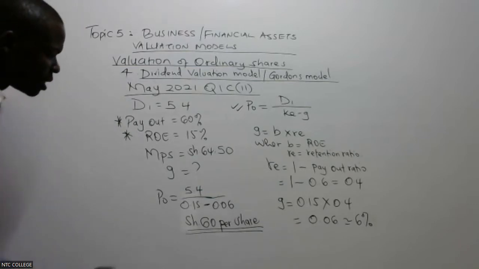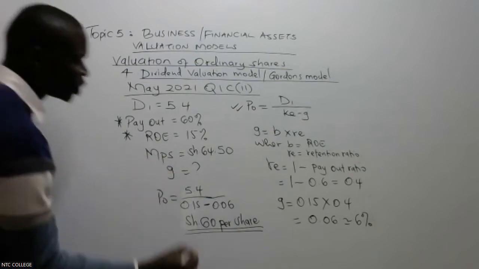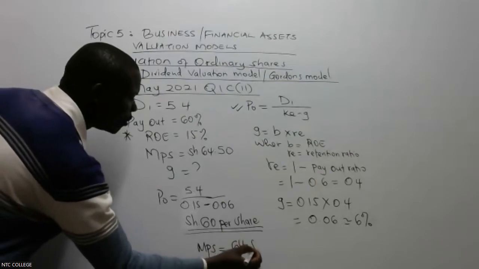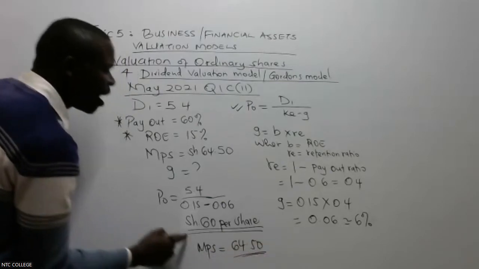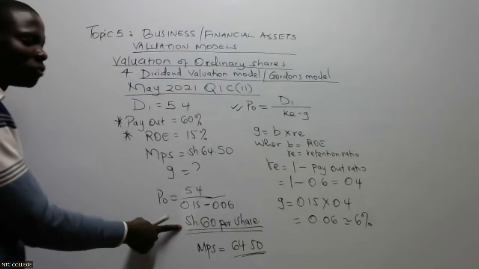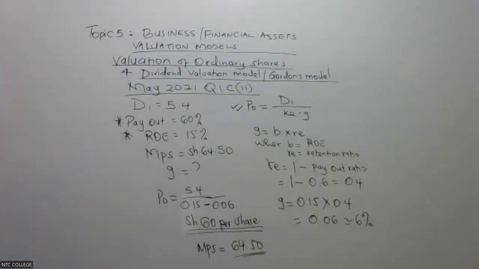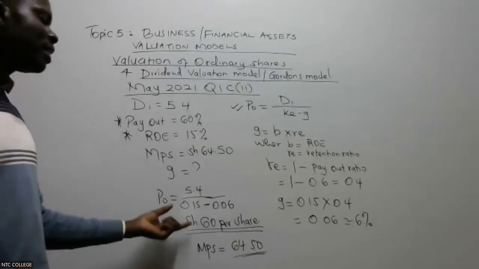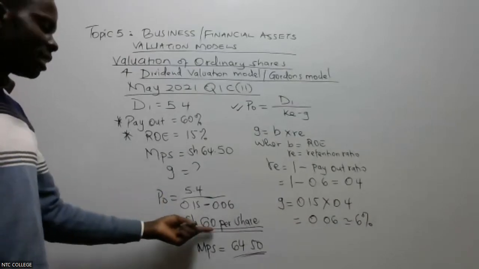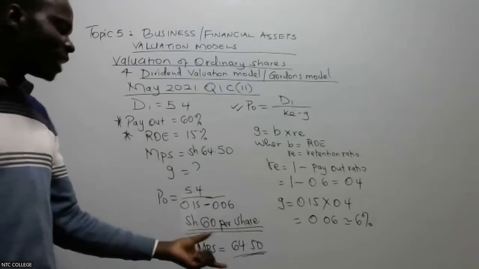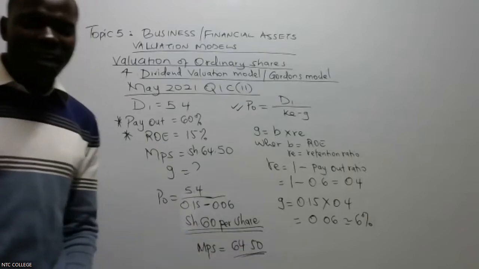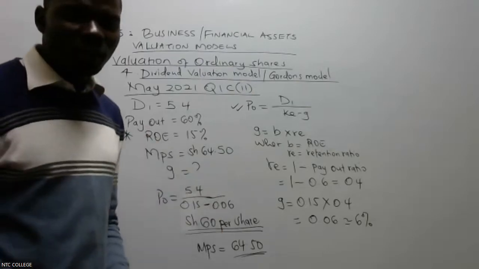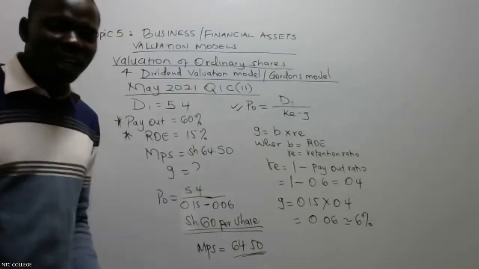How do you advise? You compare with the market price per share. We have our MPS of 64.50, and our intrinsic value of 60 shillings. In other words, this share should be selling at 60 bob, but now it is selling at 64.50. The question is, is it overvalued or undervalued?